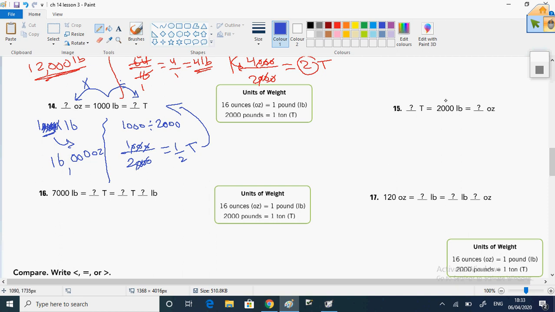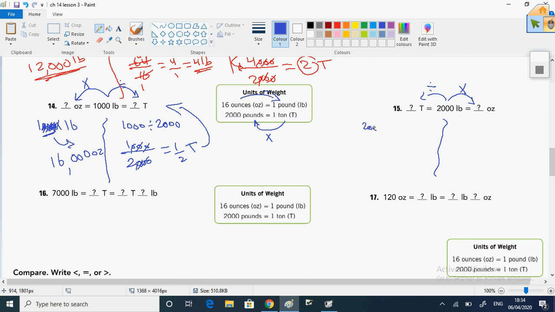Look here again, lb to ton or oz. From lb to oz, multiply. lb to ton, divide. From smaller to bigger, we have to divide. We have to keep in our mind again, smaller to bigger, divide. Bigger to smaller, we have to multiply. Again, 2000, I will divide it again into two parts. I will solve each question individually.